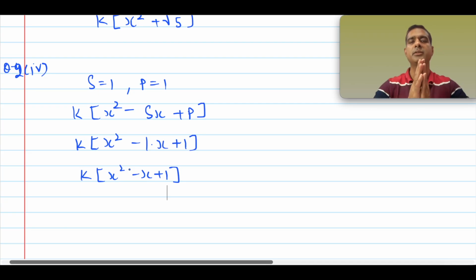So again, students, x square minus x plus 1 times k is a polynomial whose sum of roots is 1 and product of the roots is also 1, and again k signifies that there will be infinite number of polynomials, or to be more accurate, quadratic equations, as this was the question about a quadratic equation. So there will be infinite number of quadratic equations whose sum of the roots is 1 and product of the roots is also 1. So k is a non-zero integer here.